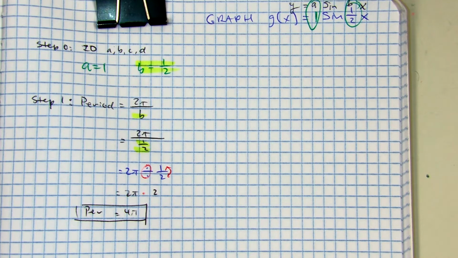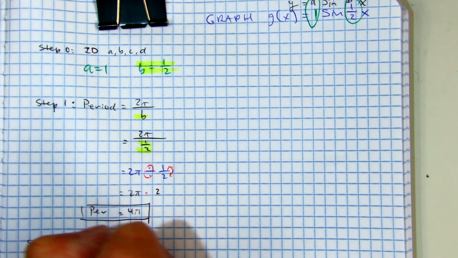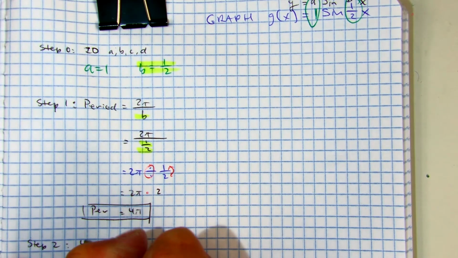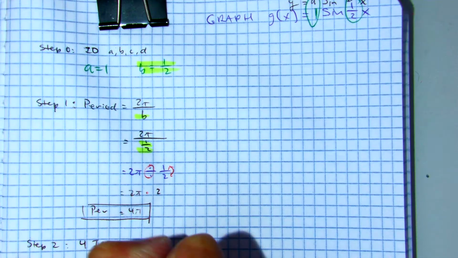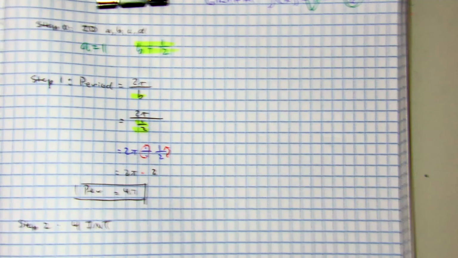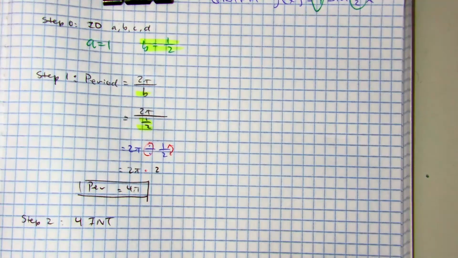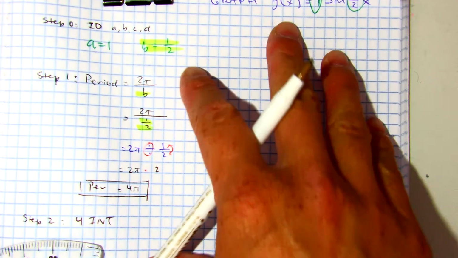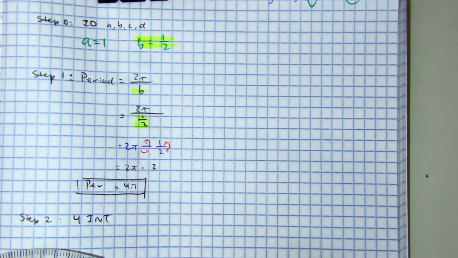Lupe, step number 2. Divide the interval into 4 equal parts. Now I like to draw my graph the size of my palm, and then I also want space underneath to do my table.